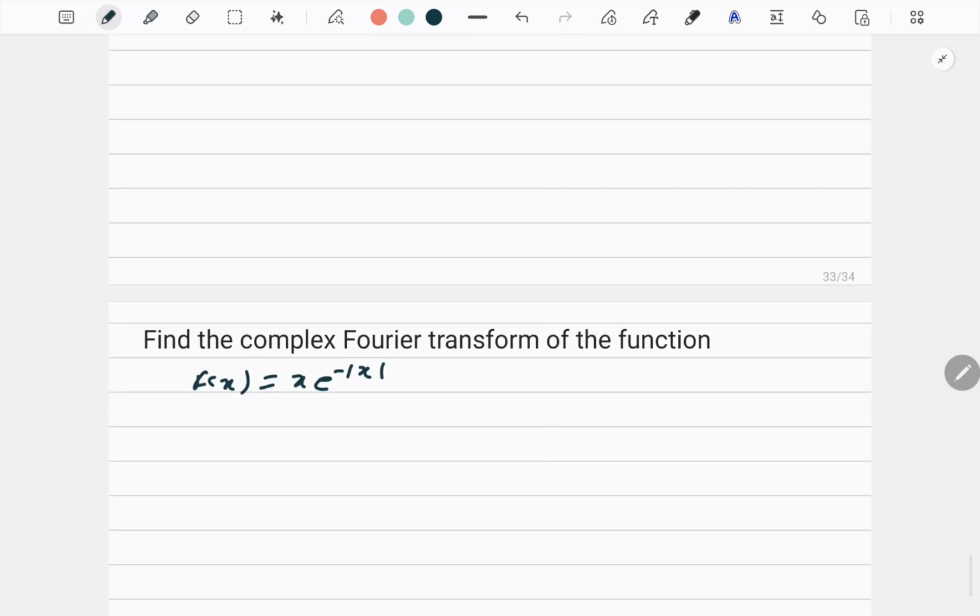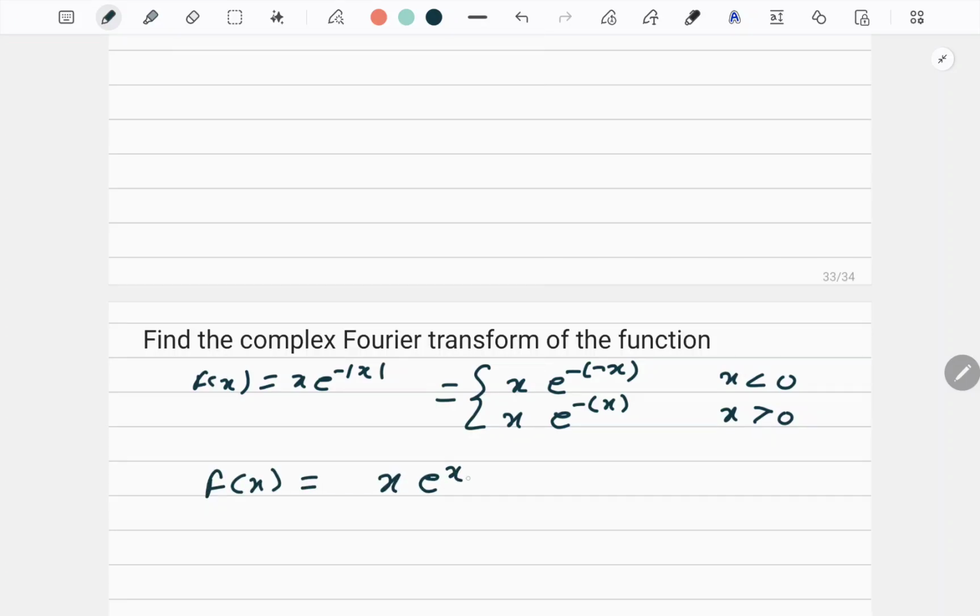Now let's come to this function. This is also a mod function. In the same manner, I will split it into two functions. So I can rewrite this as x e to the power minus of minus x when x is less than 0, and x e to the power minus of plus x when x is greater than 0. So my question becomes f(x) is equal to x e to the power x when x is from minus infinity to 0, and x e to the power minus x when x is from 0 to infinity. So this becomes my question.